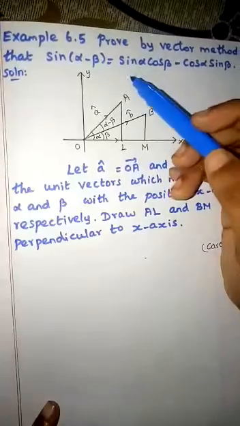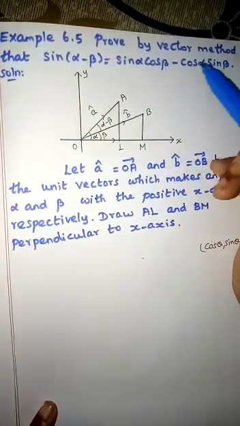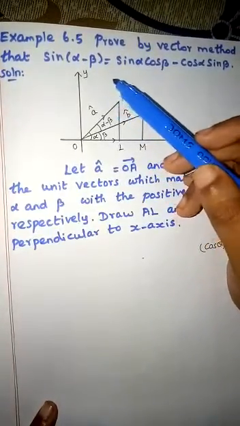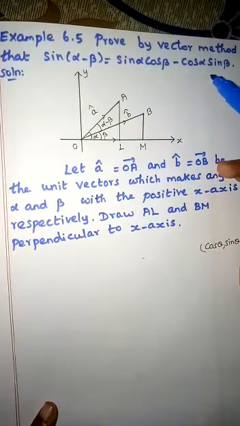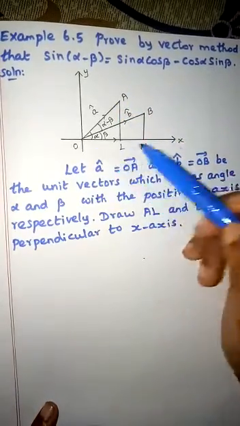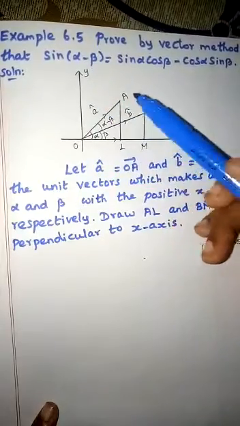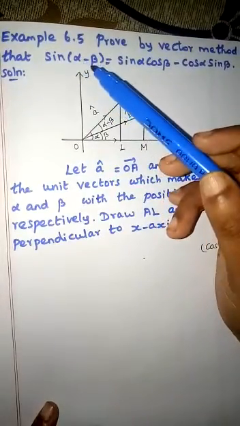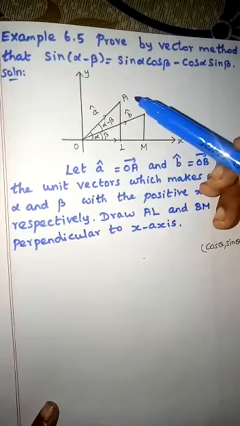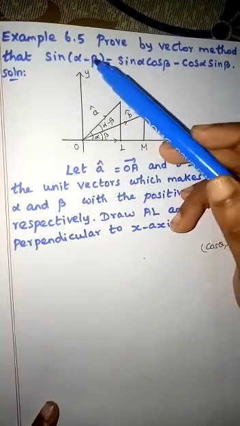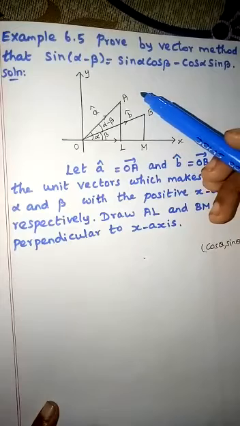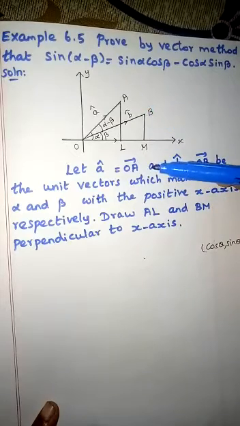You can see example 6.5. Prove by vector method sin of alpha minus beta equal to sin alpha cos beta minus cos alpha sin beta. So take x-axis, y-axis, and you see here if we have alpha minus beta, both the points you have to take in the first quadrant. If you have alpha plus beta, one point you have to take in the first quadrant and the other point in the fourth quadrant.